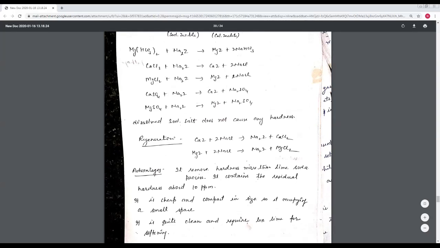So in this process, the dissolved sodium salts do not cause any type of hardness. So after the exhaustion of the zeolite bed, how can we regenerate? We can use the NaCl solution for the regeneration of the zeolite bed. This is called calcium zeolite or magnesium zeolite. So this calcium zeolite reacts with NaCl solution, and here again the calcium is replaced by sodium. So we again get sodium zeolite and calcium chloride. Here magnesium zeolite with NaCl gives sodium zeolite and magnesium chloride.